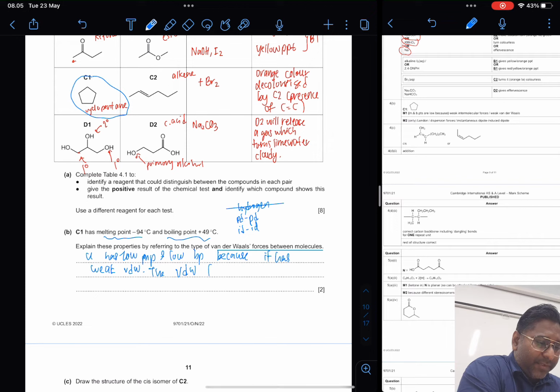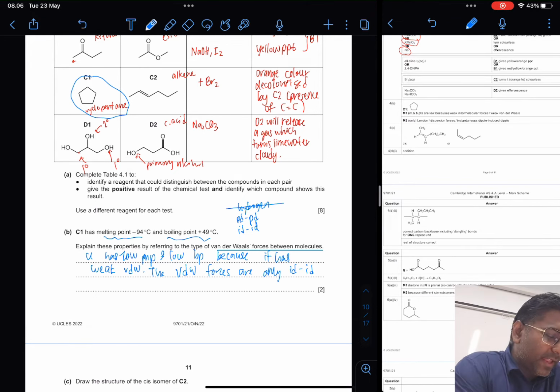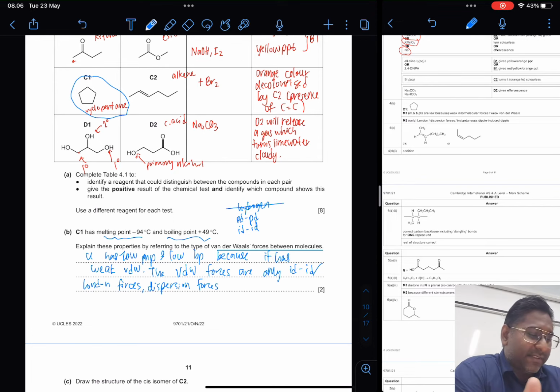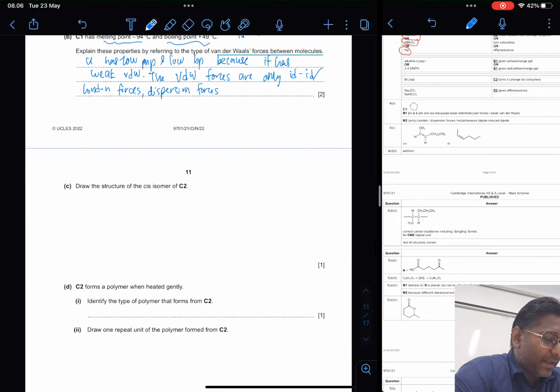The van der Waals forces are only ID. You must mention instantaneous dipole, induced dipole. Or if you don't want to write the full version, you can say London forces, or you can say dispersion forces. You can actually choose one. Don't choose everything. So only London forces, dispersion forces, or ID, which is present. Now, the next question.